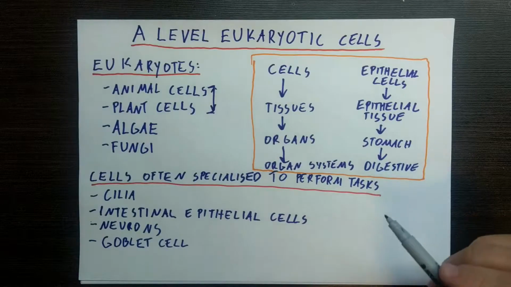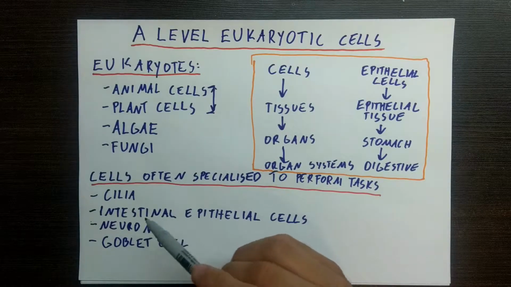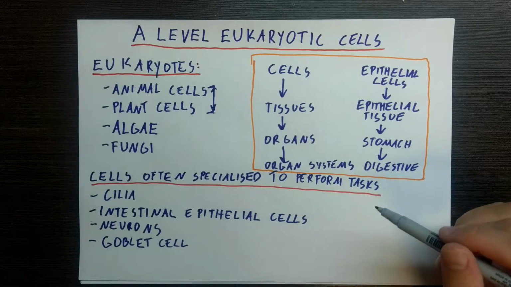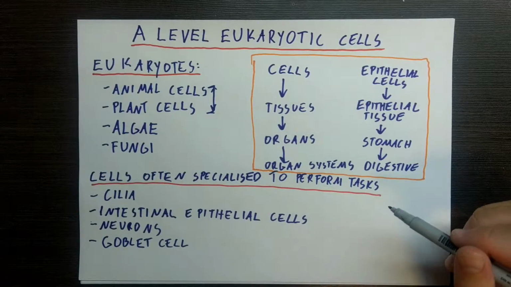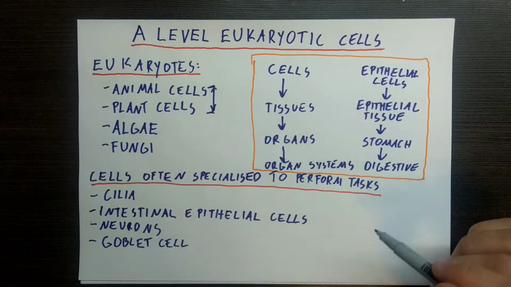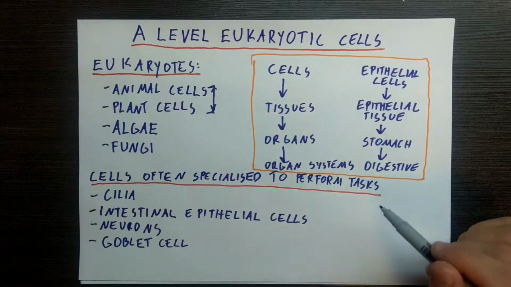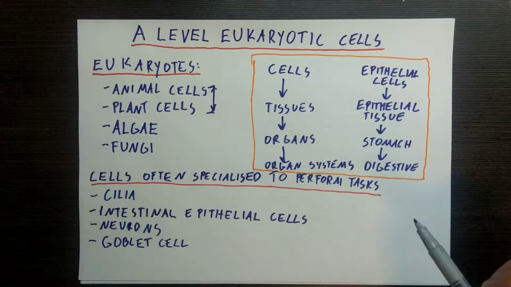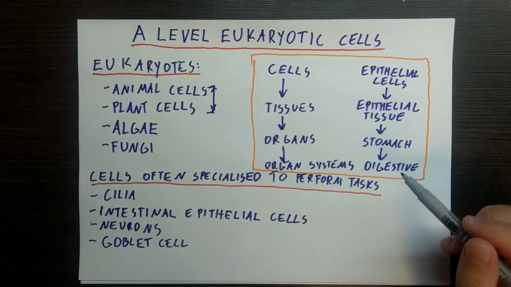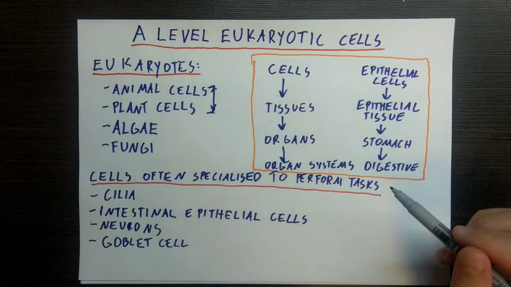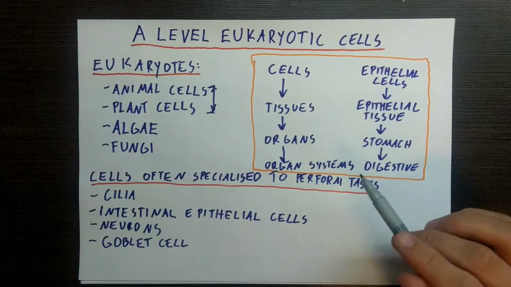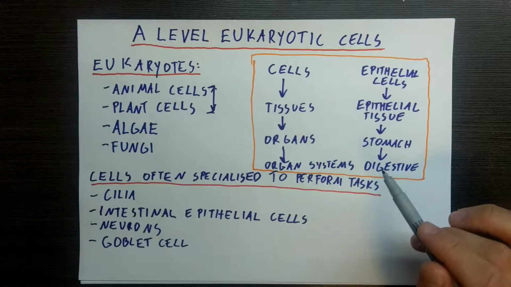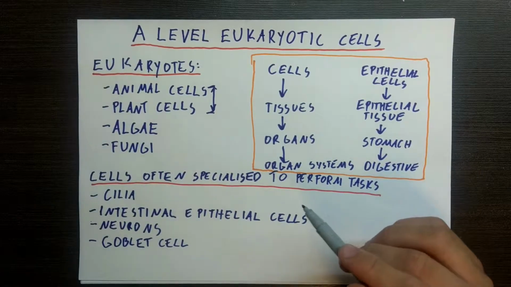Okay. Now, cells, especially in animals and plants, are often specialized to perform specific tasks. Their structure may differ slightly from what I am going to show you later, because their structure is designed to help them carry out their function. So it may be slightly different, or they may have relatively different amounts of certain cell organelles. I will explain this a bit more.